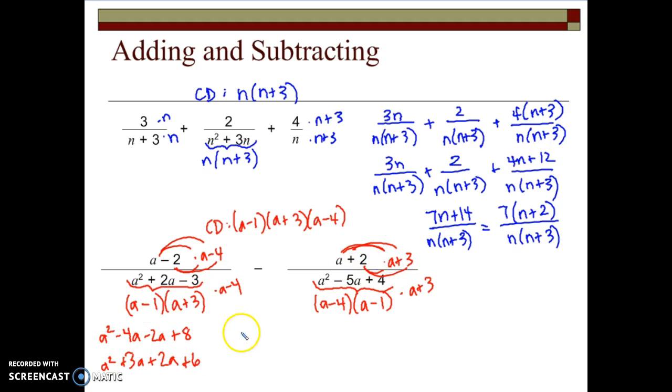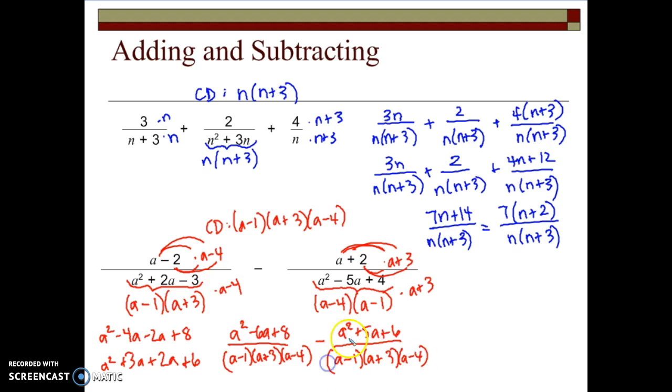All right, combine my top one, we get a squared minus 6a plus 8, all over a minus 1 times a plus 3 times a minus 4, minus, and then this other one we've got a squared plus 5a plus 6, all over a minus 1 times a plus 3 times a minus 4. Okay, I've got to distribute that negative.